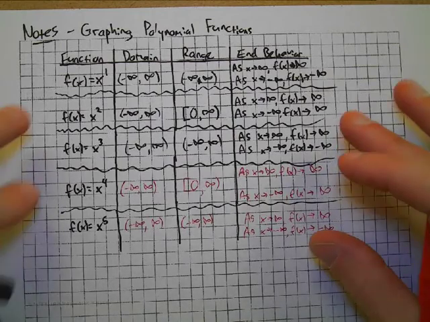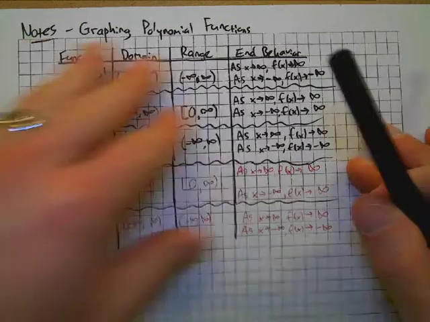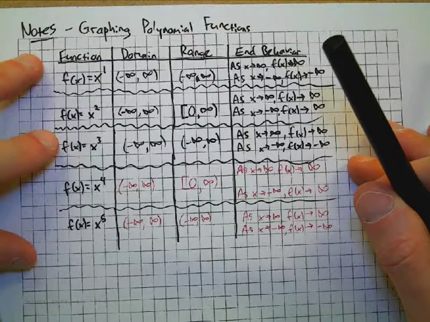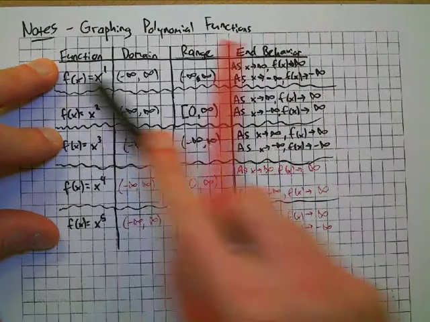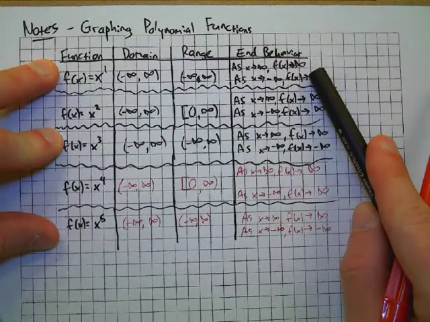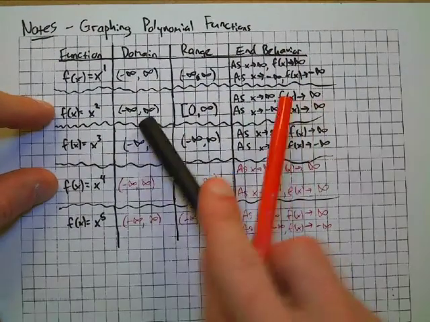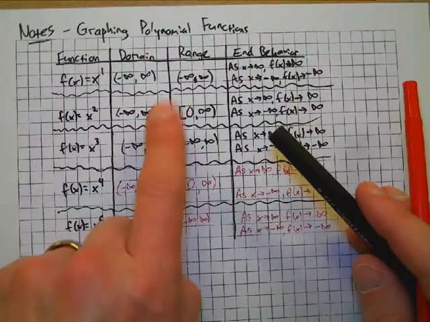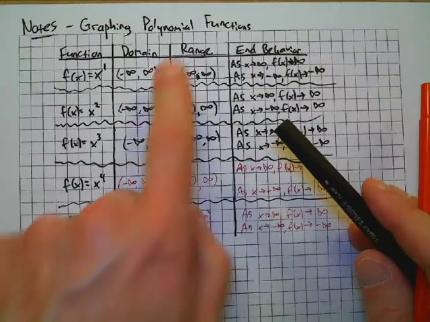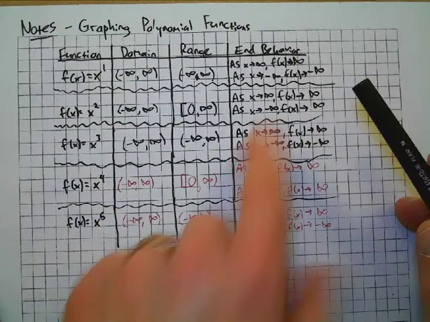So the key here for this behavior that we're looking at, you can categorize the odd behaviors, and they all have the same domain, range, and end behavior, and the even behaviors all have the same domain, range, and end behavior. Okay. The evens go from 0 to infinity for their range. The odds negative infinity to infinity. And if you look at the end behaviors, the same thing is true.